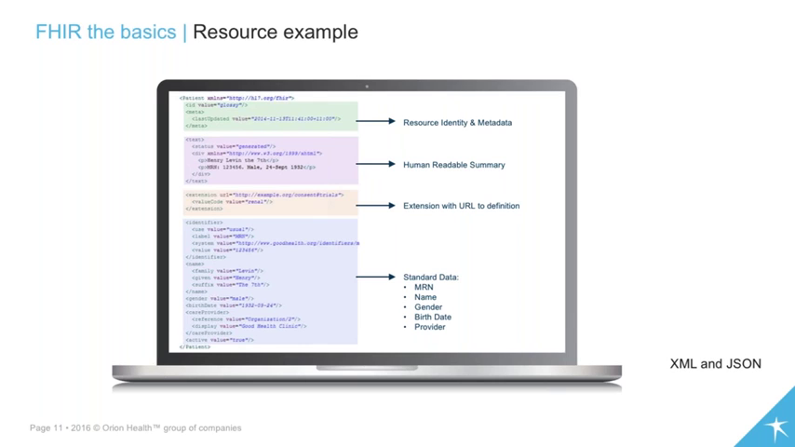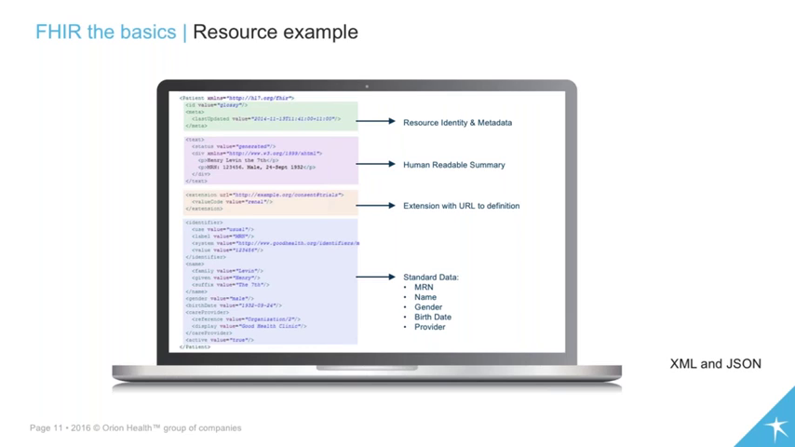Next we have the extensions, and you can see that the extension actually has got a URL, a pointer to the definition of that extension. So what that means is that if you get a resource and it has an extension that you don't recognize, it's very easy to find out what it actually means. And then finally down the bottom there you have the structured data that's been defined for this particular resource type. And as I've said, the philosophy that we have in FHIR is to keep that structured data as consistent and small as possible, and then use the extension mechanisms to make it fit different domains.